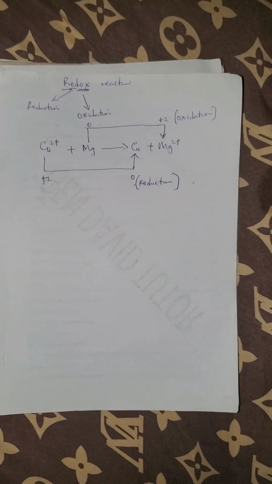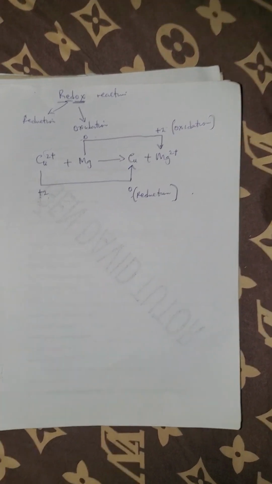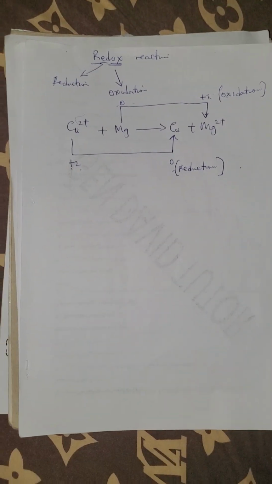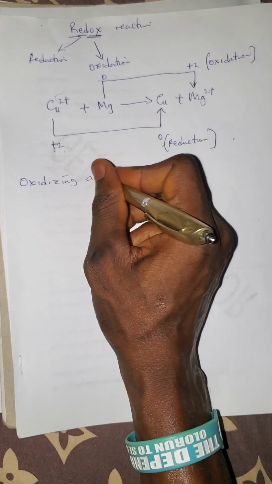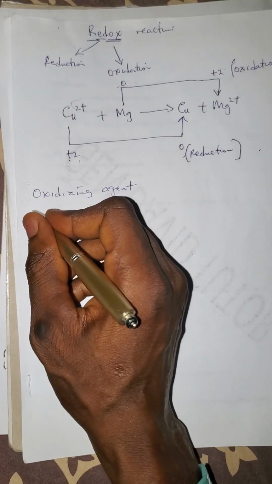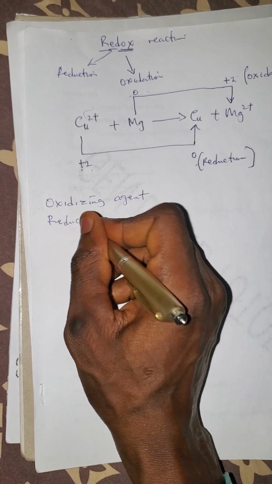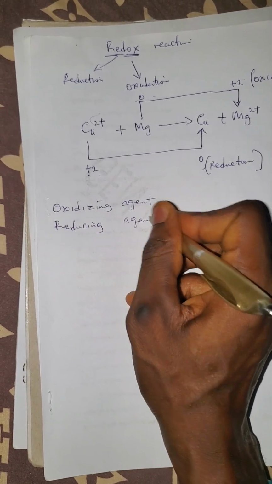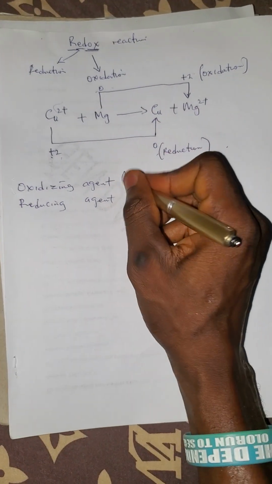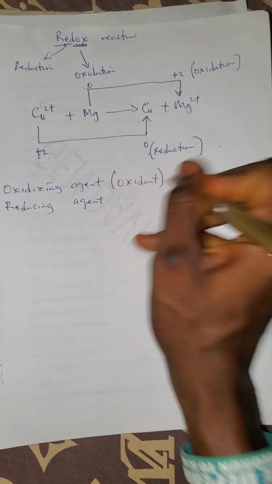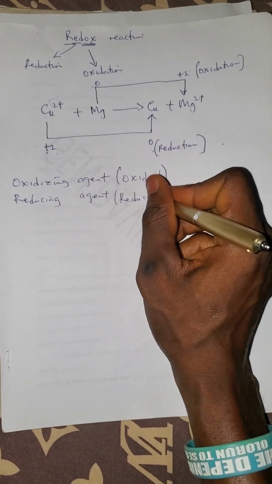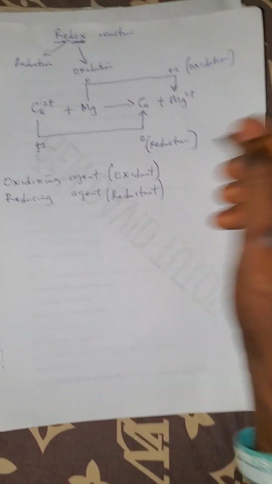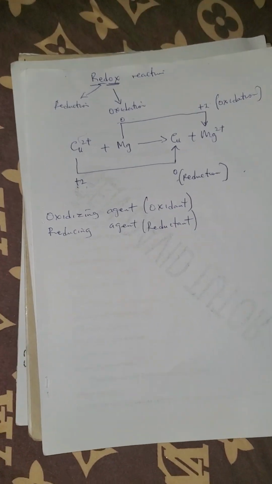Now, under this redox reaction, I'll be taking two things together. I'll be explaining what oxidizing agents are and what is meant by reducing agents. Oxidizing agents can also be called oxidants, and reducing agents can be called reductants.